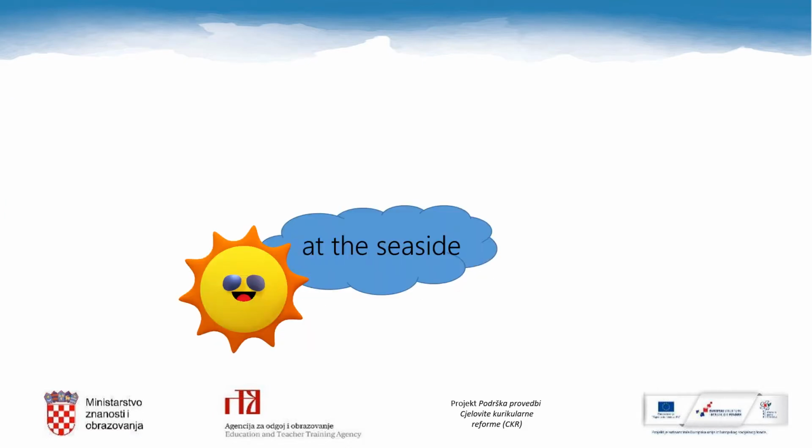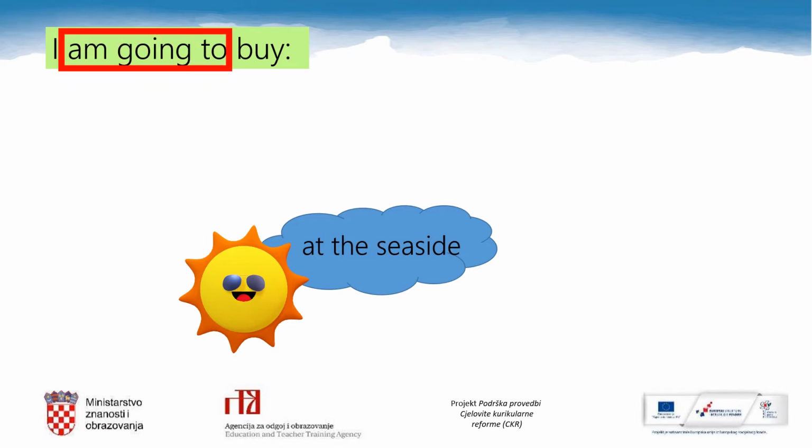If I'm going to spend my summer at the seaside, I am going to buy the following things. But before I mention the things I am going to buy, pay attention to going to future. I use going to future because I'm talking about my plans. I haven't arranged anything. These are just my plans. When we talk about future plans, we use going to future.